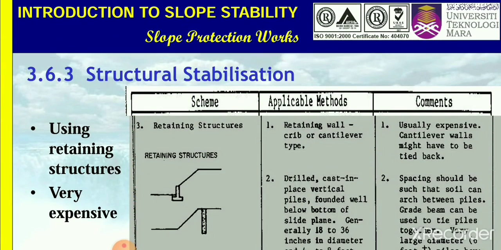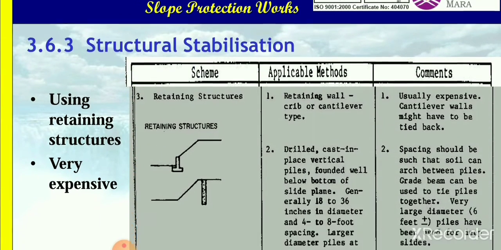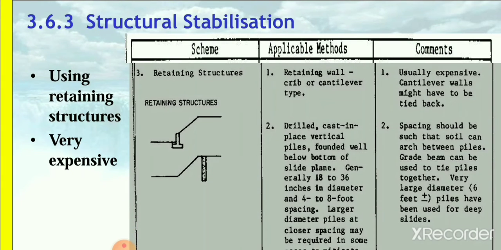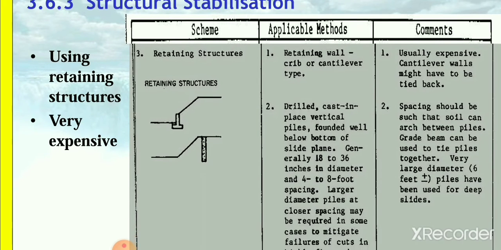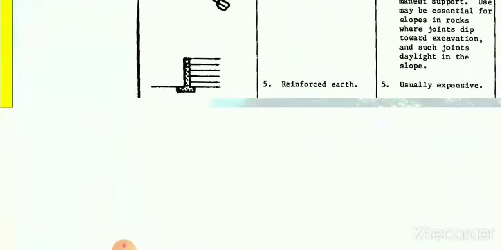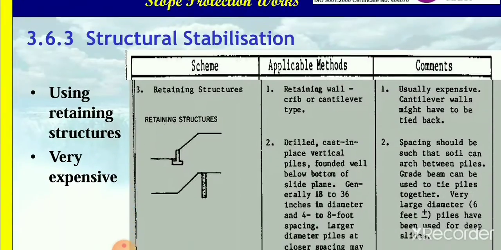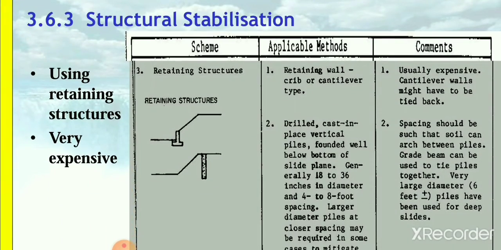Okay, next, structural stabilization. This uses the retaining wall, and this method is very expensive. This scheme shows the types of retaining structure. Okay, first, retaining wall, crib or cantilever type.